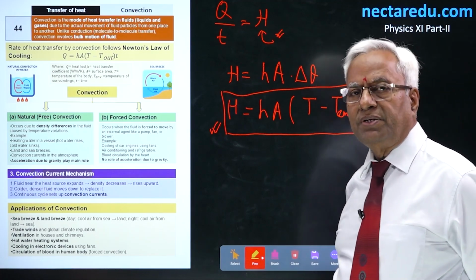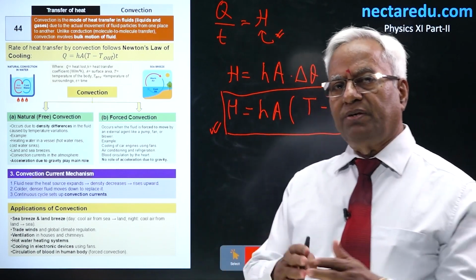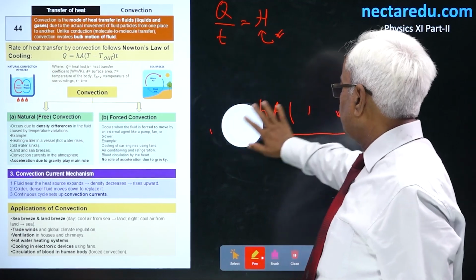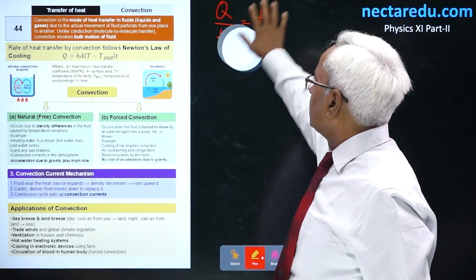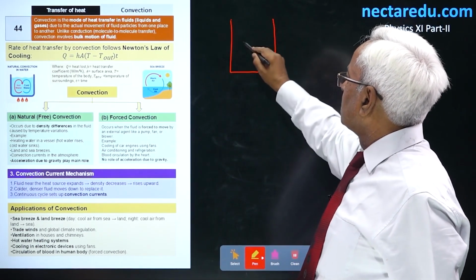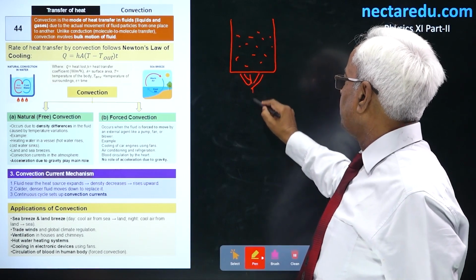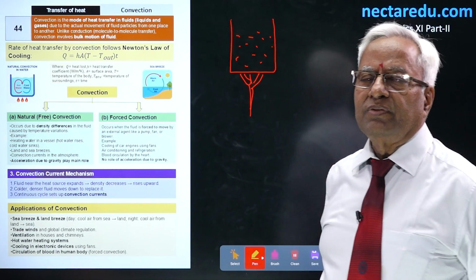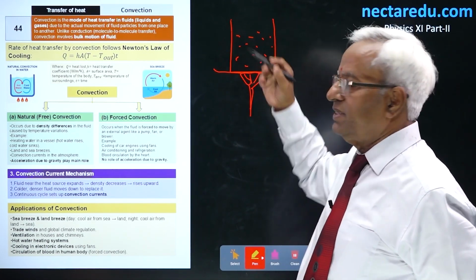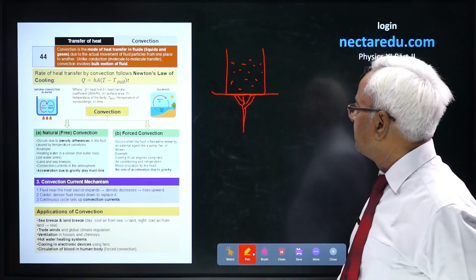It is very important to understand very clearly the difference between natural and forced convection. Natural convection means you are not going to make any extraordinary effort from your side. Suppose you take a glass full of water and you just put it before some source of heat, a flame. As soon as the lower part of the container gets heat, it will transfer immediately to the liquid.